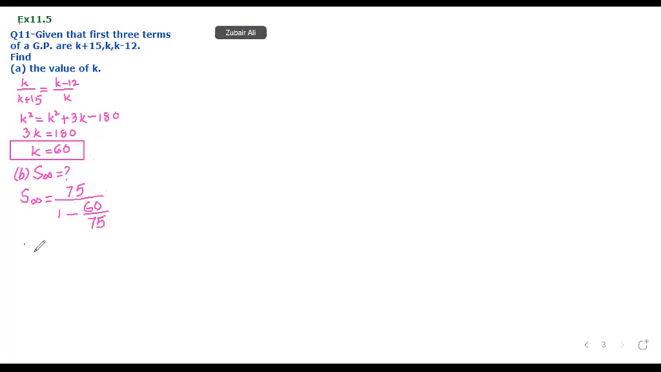So S infinity is equal to now 75 upon 1 minus 4 upon 5. So this will become equal to 75 upon, 5 minus 4, 1 upon 5. So will become 75 times 5. So sum to infinity is coming out as 375.